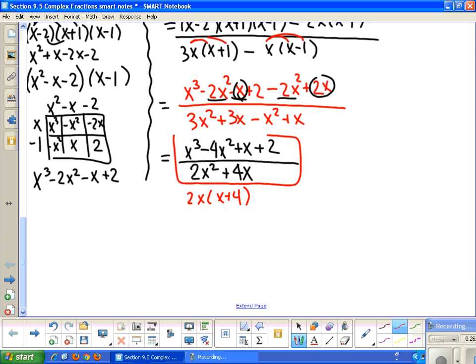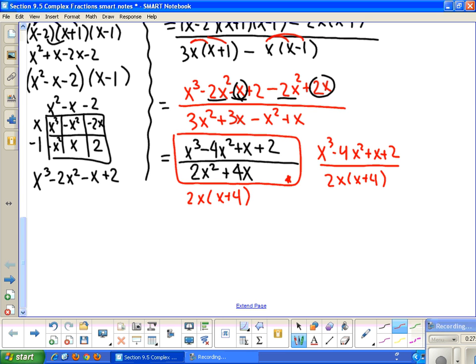This would be our solution. Or right now, I would also take x cubed minus 4x squared plus x plus 2 over 2x times x plus 4. If you want to leave the denominator in factored form, that's okay. But this one is actually the correct answer. You wouldn't leave it with parentheses in your solution.